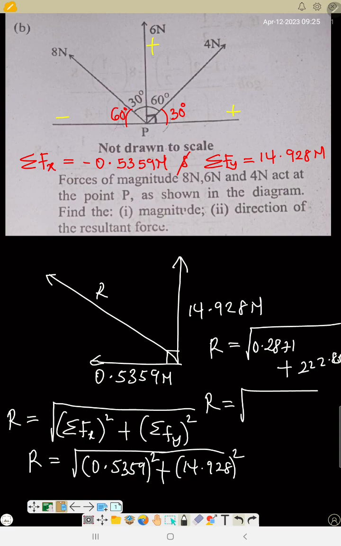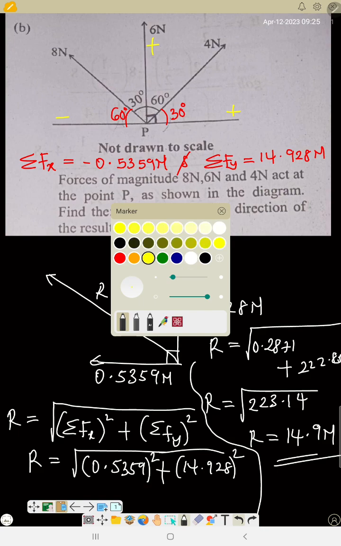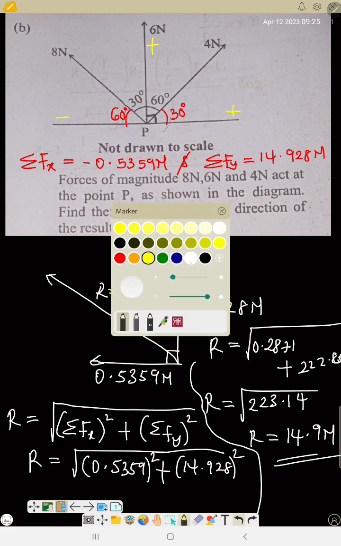So R is equal to 0.2871 plus 222.85, so that is 223.14. So your R now is the square root of 223.14, that is 14.9 Newton. So that is our resultant, 14.9. So your resultant is 14.9 Newton. Now it remains the direction.